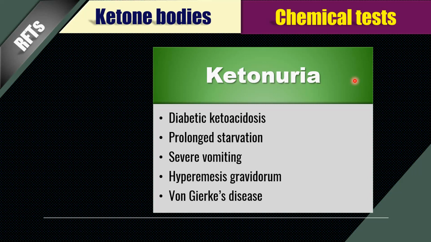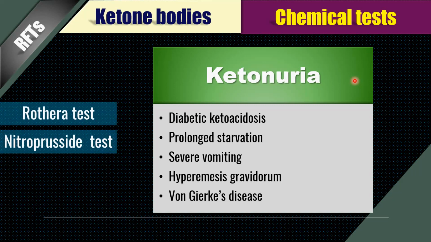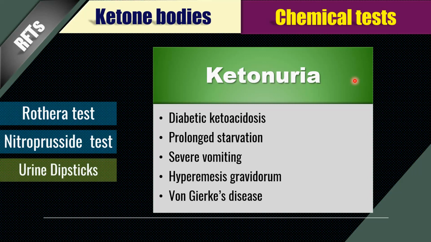In case of severe, prolonged vomiting, we can see ketonuria. Best example is during pregnancy, women who have hyperemesis gravidarum, severe vomiting during pregnancy, we can see ketonuria. Certain glycogen storage disorders like von Gierke's disease, here also we can observe ketonuria. Tests to detect ketonuria or ketone bodies in urine are Rothera's test, sodium nitroprusside test, and even with the dipstick we can detect ketone bodies.